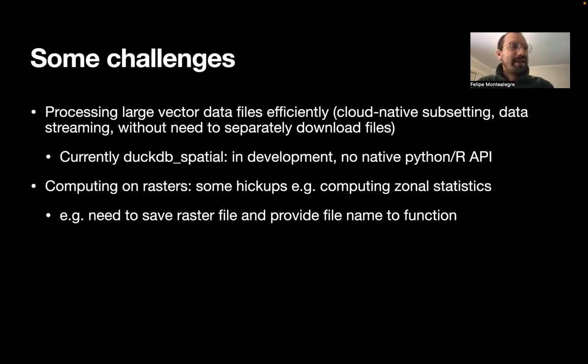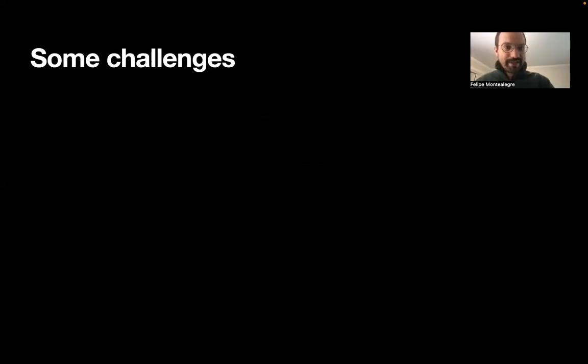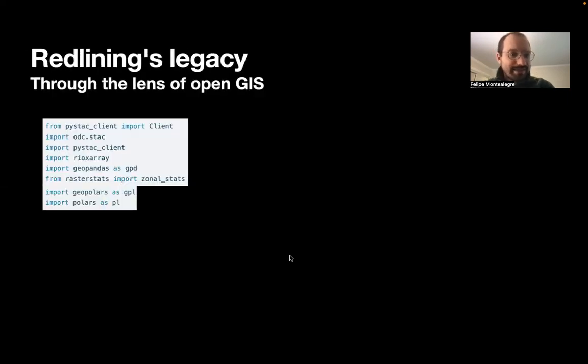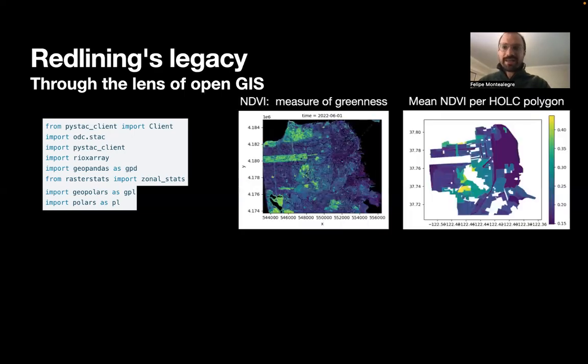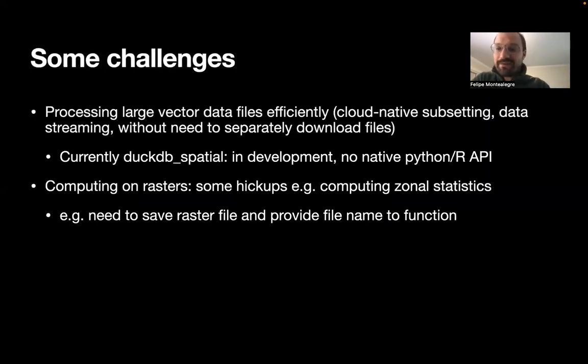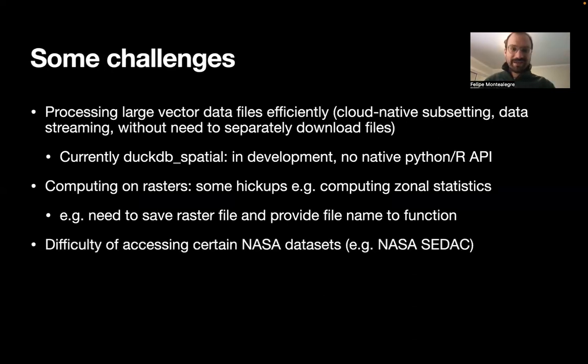The one thing we found is that in Python specifically, the tool, let's see, it's this tool, zonal stats from raster stats, requires you to save both files to disk, and then provide the paths to the files to be able to compute the zonal statistics. It's not too bad because we already subset the data by that point. We only are saving the relevant parts, but of course it would be better to not have to write to disk, and just compute the zonal statistics in objects. So that was one hiccup that we encountered.